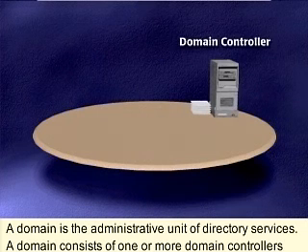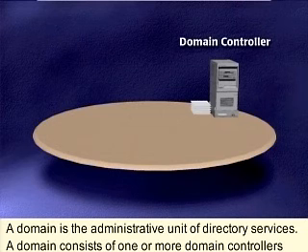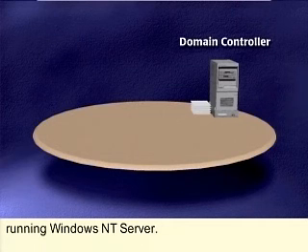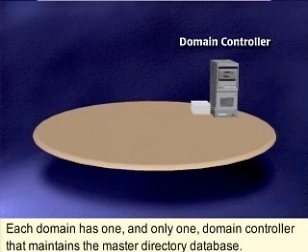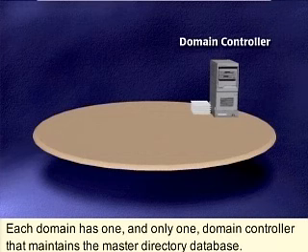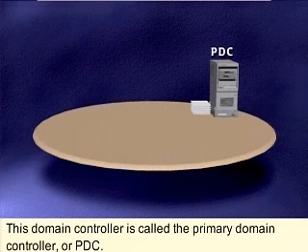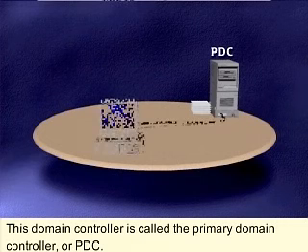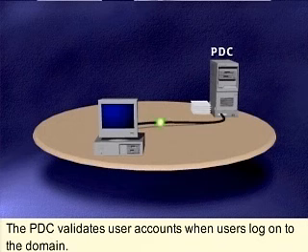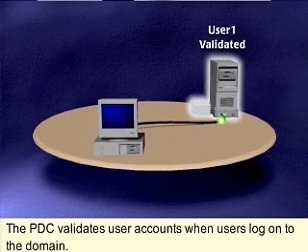A domain consists of one or more domain controllers running Windows NT Server. Each domain has one and only one domain controller that maintains the master directory database. This domain controller is called the primary domain controller, or PDC. The PDC validates user accounts when users log on to the domain.